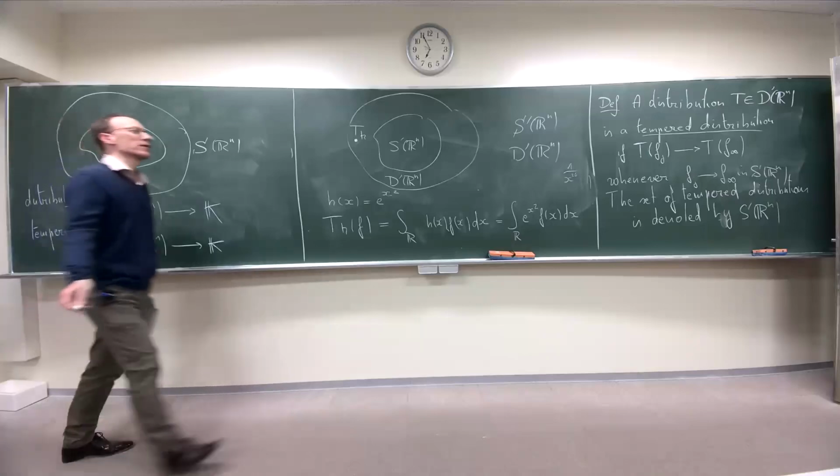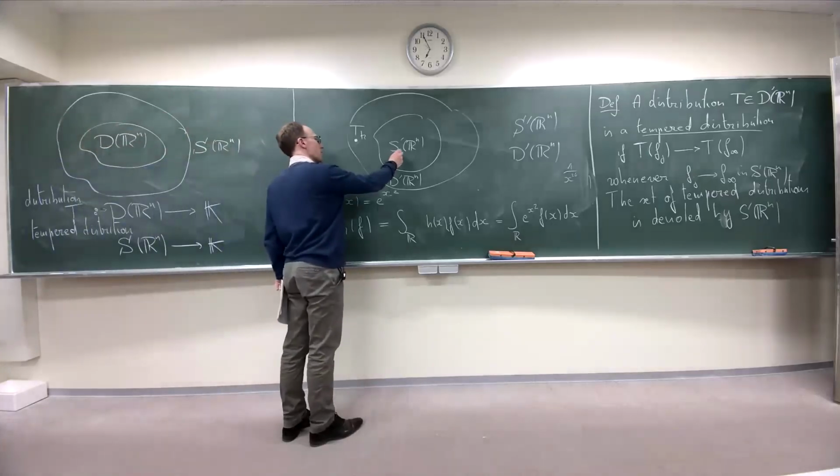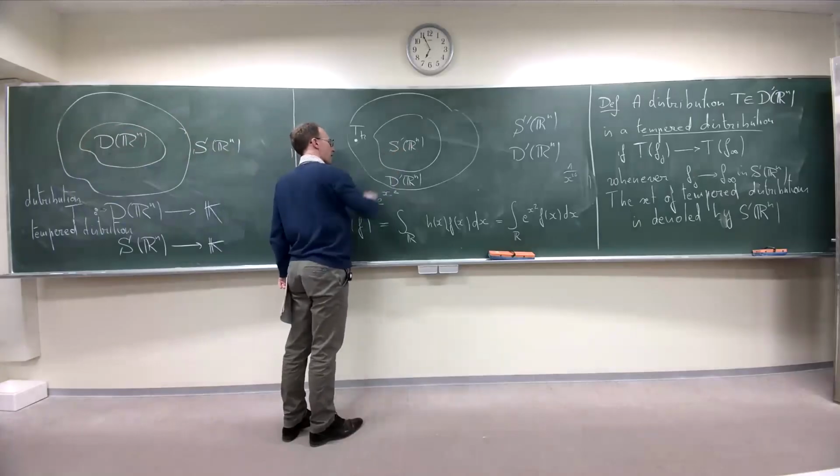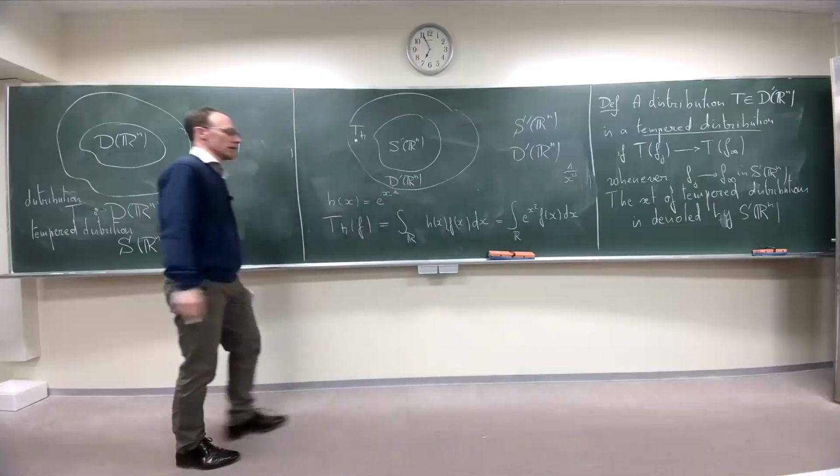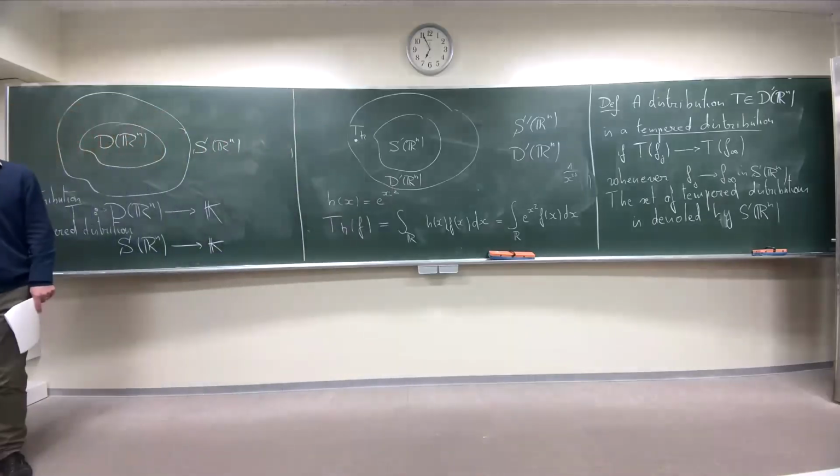So it means there is a difference between this set of tempered distributions and this set of distributions. All right? So it's good to keep this in mind.